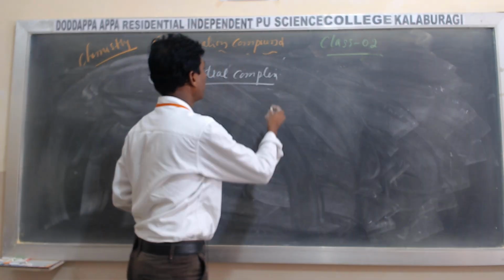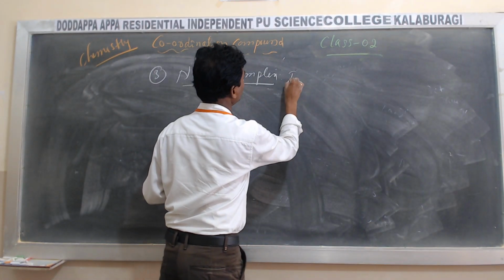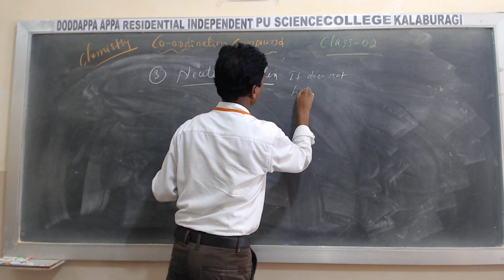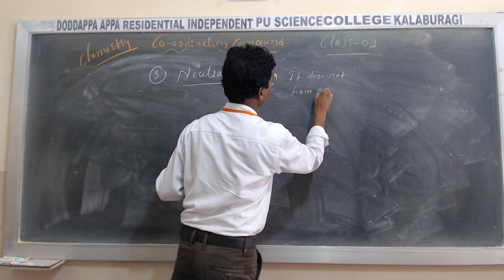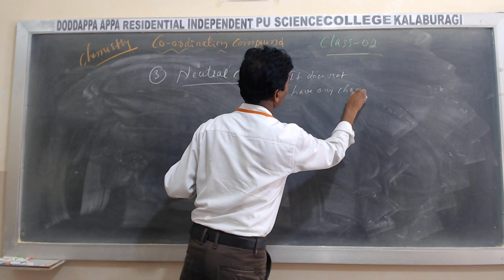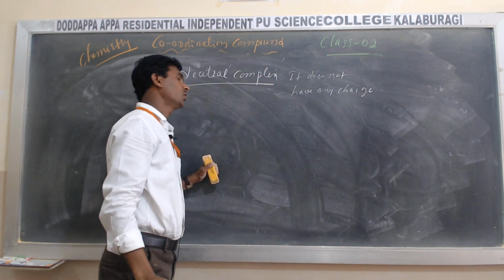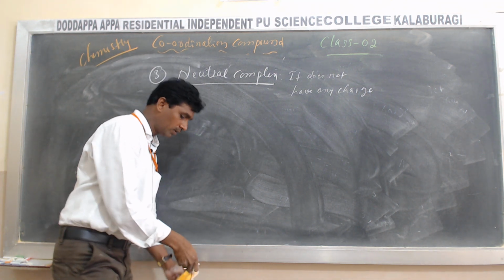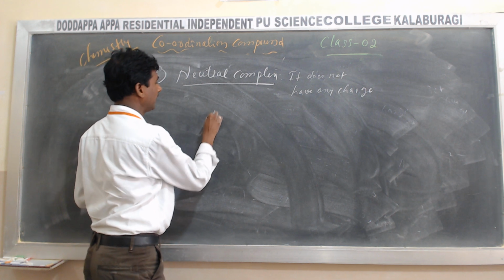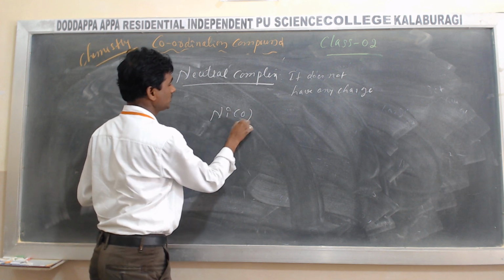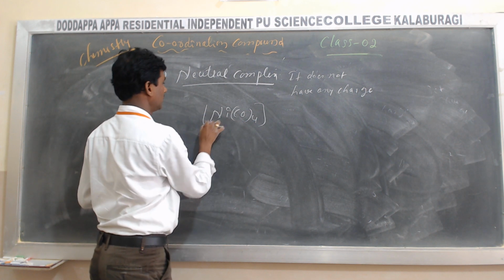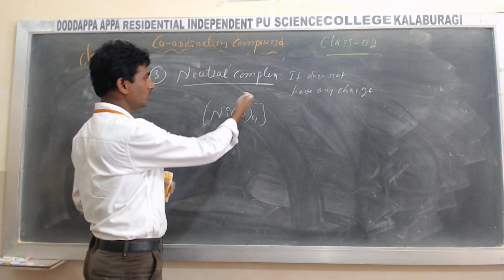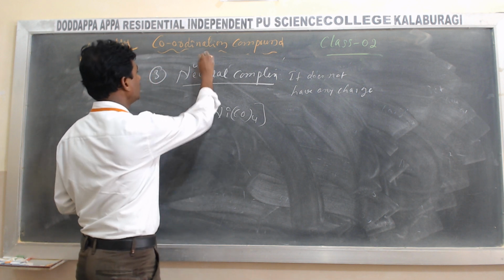So in this neutral complex, the complex does not have any charge, either positive or negative. For example, I can take here NiCO4. Yes, it is a neutral complex. Why is it a neutral complex? It doesn't have any charge, no positive charge, no negative charge. It is a neutral complex.